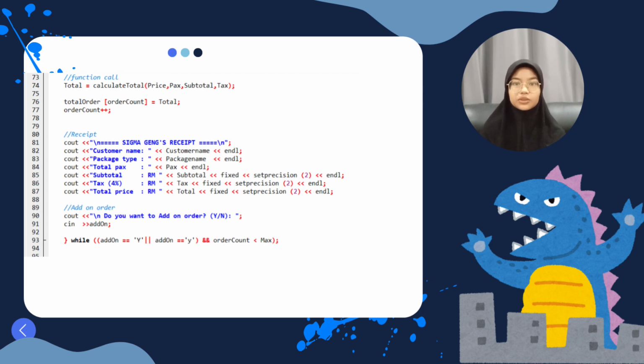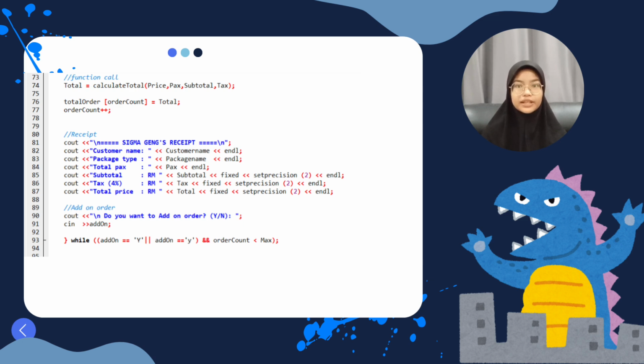We use the array total order to store each order's total and order count tracks how many orders are made. This ensures we can review all order later if needed. Next, we print a detailed receipt using cout. For customer details, there's name and package type. Cost breakdown, there's subtotal, tax 4% and total. We also formatting with fixed and set precision. It ensures prices show 2 decimal places.